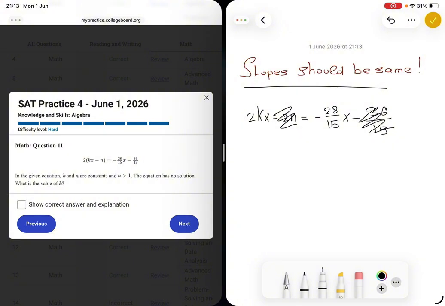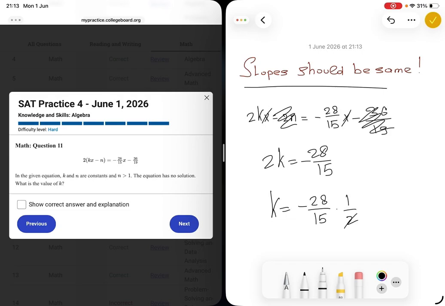Why? Because as I said before, we have to work with slopes. And because we have to work with slopes, we can also subtract x's from both sides. And we will have 2k is equal to minus 28 over 15. Then k would be equal to minus 28 over 15 times 1 over 2.